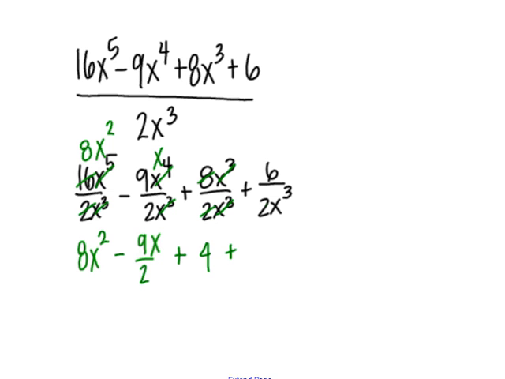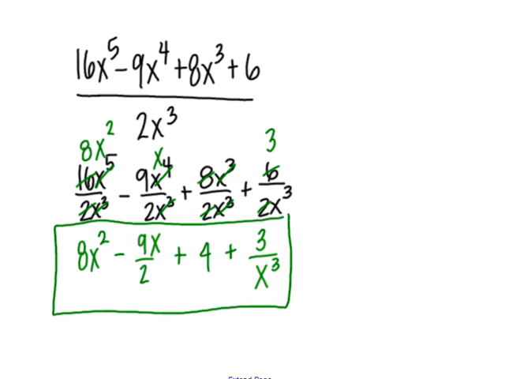Looking at the last one, 2 goes into 6 3 times, so that leaves me with a 3 on the top. But it happens to leave me with an x cubed as well. But notice that x cubed is on the bottom. It has to stay on the bottom. So even though your answer, 8x squared minus 9 halves x plus 4 plus 3 over x cubed, is really ugly with part fractions and part not fractions, that is your answer. Don't try to put it together. Don't give it one big denominator. You want to keep it in pieces.